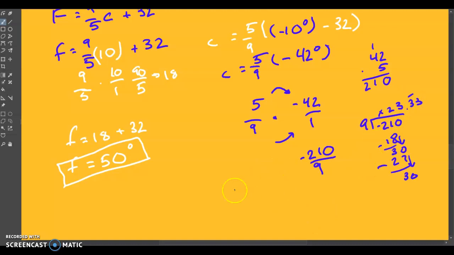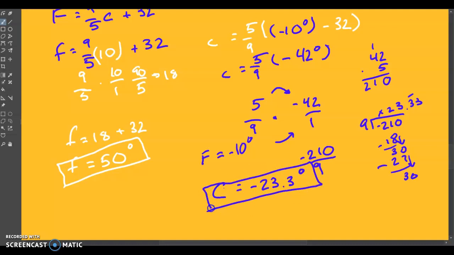So our correct answer is going to be, if Fahrenheit is equal to negative 10 degrees, Celsius is equal to negative 23.3. I guess you can put the repeating, but you don't need to, degrees, because we'll round it. So that would be our answer, negative 23.3 degrees Celsius.